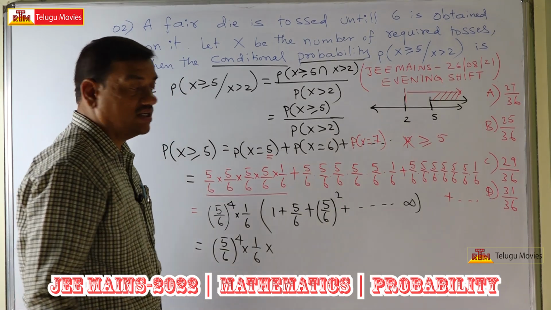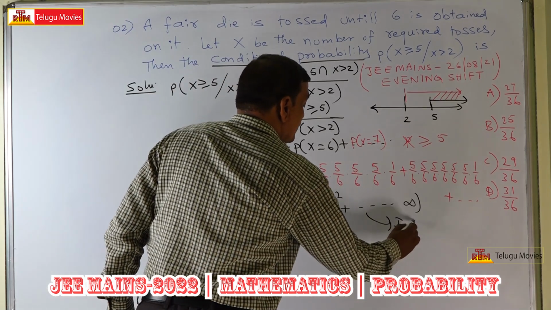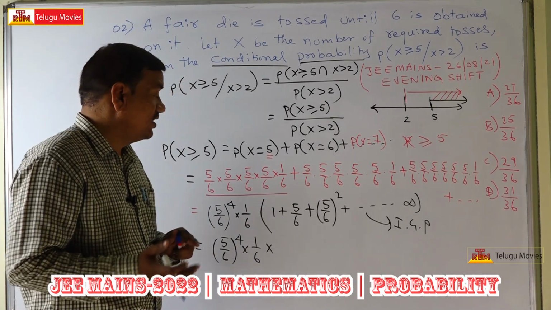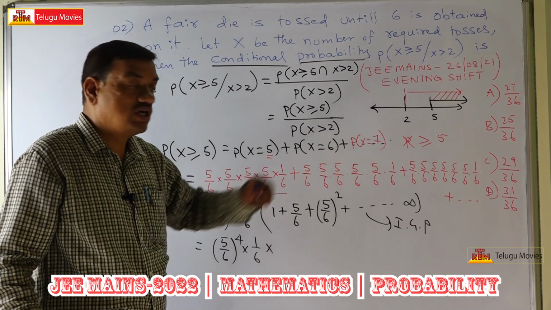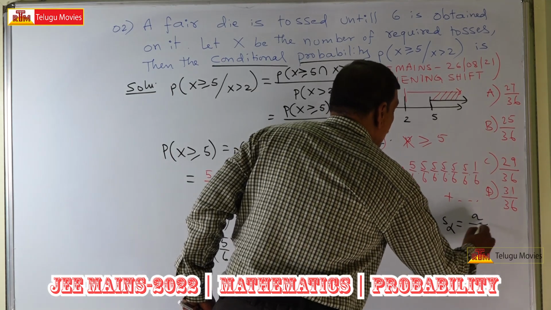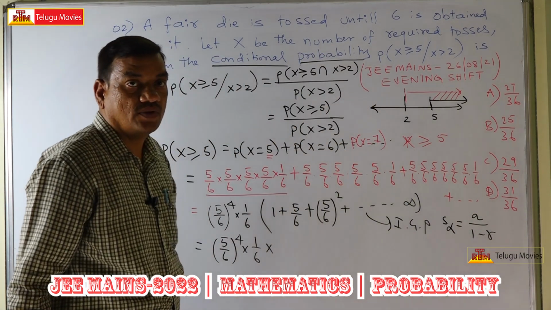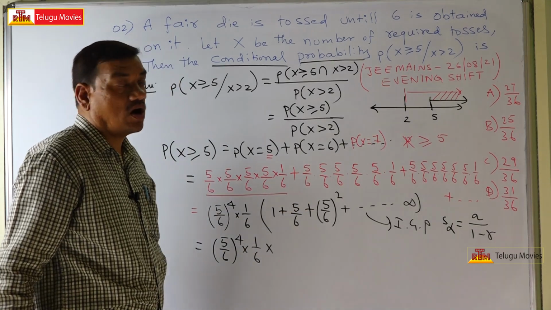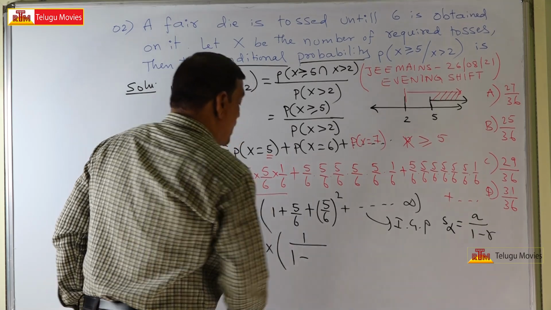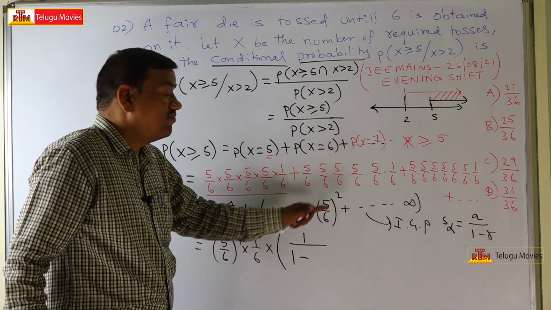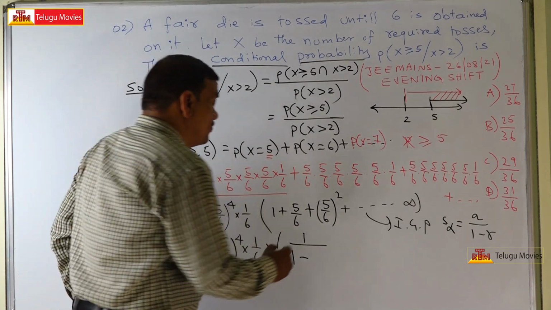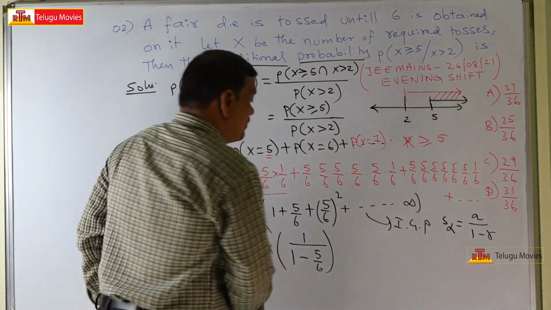If you observe, this is an infinite geometric progression, since the common ratio is 5 by 6, which lies between 0 and 1. We know that for an infinite geometric progression, S infinity is equal to a upon 1 minus r, where a is the first term and r is the common ratio. What is the first term? 1, so 1 upon 1 minus r. What is the common ratio? Every term is obtained by multiplying by 5 by 6, so r is 5 by 6.